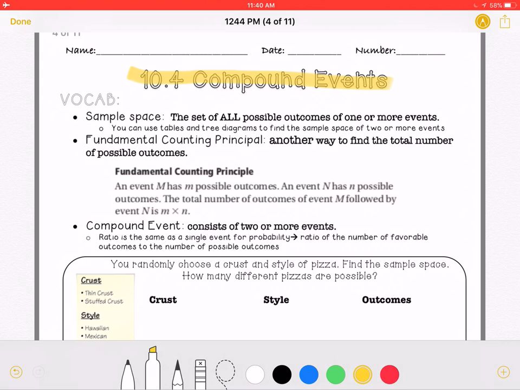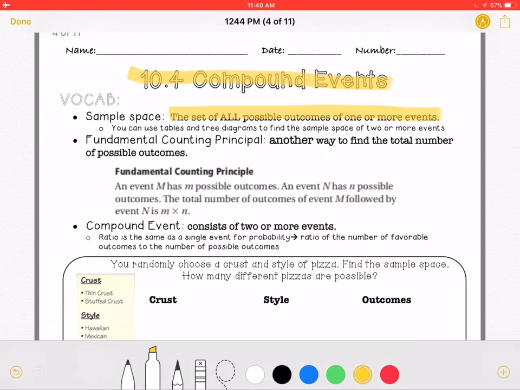A sample space is a set of all possible outcomes of one or more events. So, it's when you list out all of the possible outcomes. Sometimes we use tables or sometimes we use a tree diagram to represent the sample space of two or more events. And I'll show you what those look like momentarily.